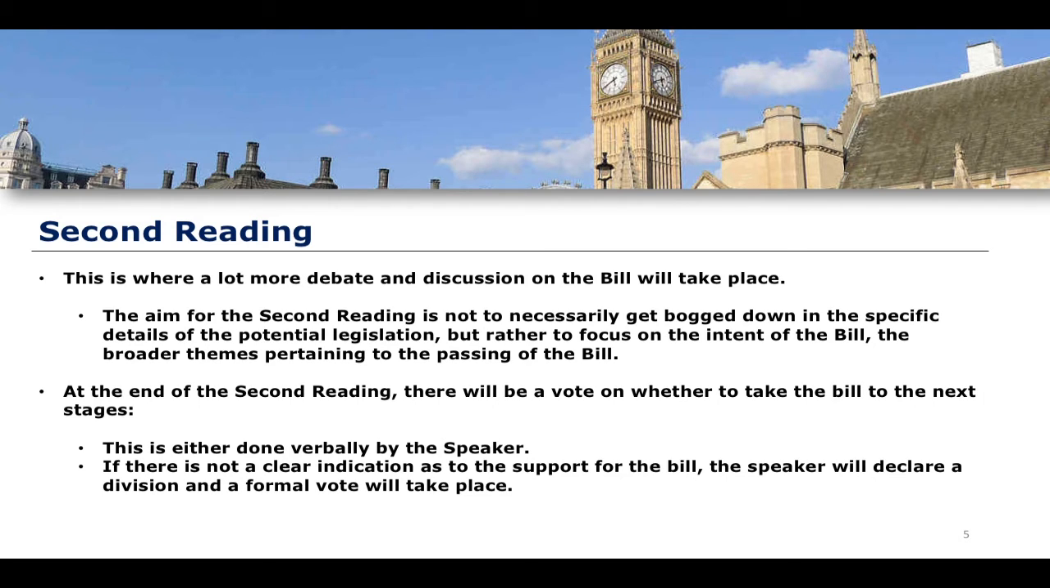Essentially, when the Speaker shouts "division, clear the lobby," what they're saying is the MPs have to go through and vote manually. How they do that is they will go through one of two doors: one door being the ayes to the right, or the noes to the left, and that's how they vote for particular pieces of legislation or amendments or decisions, etc., within Parliament.